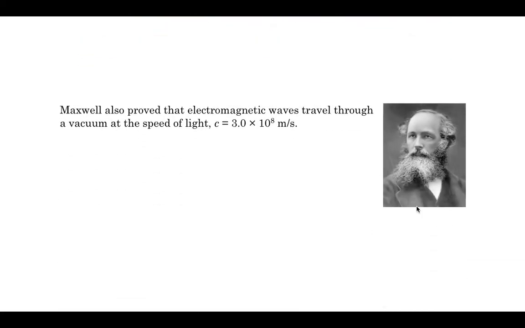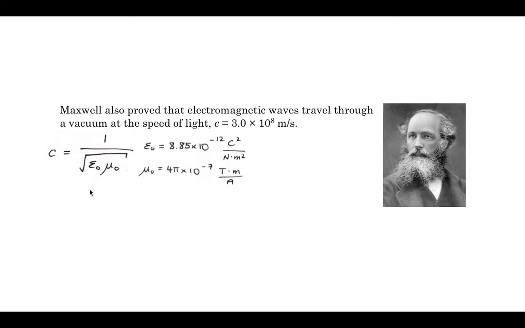There's Maxwell right there, king of the beards. Maxwell also proved that electromagnetic waves travel through vacuum at the speed of light, which is very, very convenient. There's kind of a little derivation using some of these constants that we've used. This is an electric constant. This is a magnetic constant. Some of these you may have seen before.